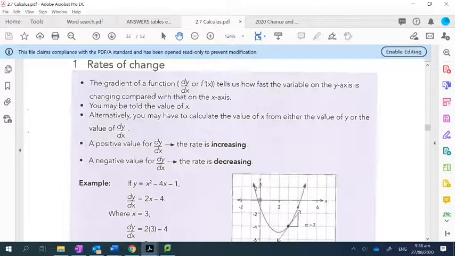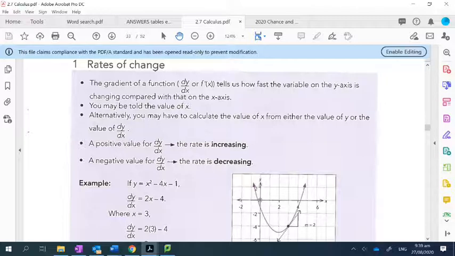Now, you may be told the value of x. That's one of the situations. You could be given the value of the gradient. You could be given the value of f of x, the y. Any of those, but you'll still work with the same process. Remember from our look at increasing and decreasing, how do we know that the rate is increasing? The gradient is what sign? Positive. If the gradient is negative, that means the rate is what? Decreasing.